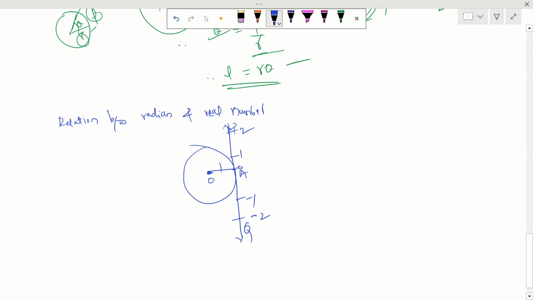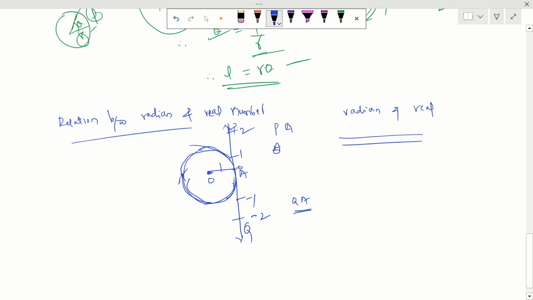If we rotate this point PA, we get up to here, and the negative side we get if we rotate QA. So here we are rotating PA, and here we are rotating QA. Then we get one complete radius of a circle. Therefore we call radian and real numbers the same in this case.